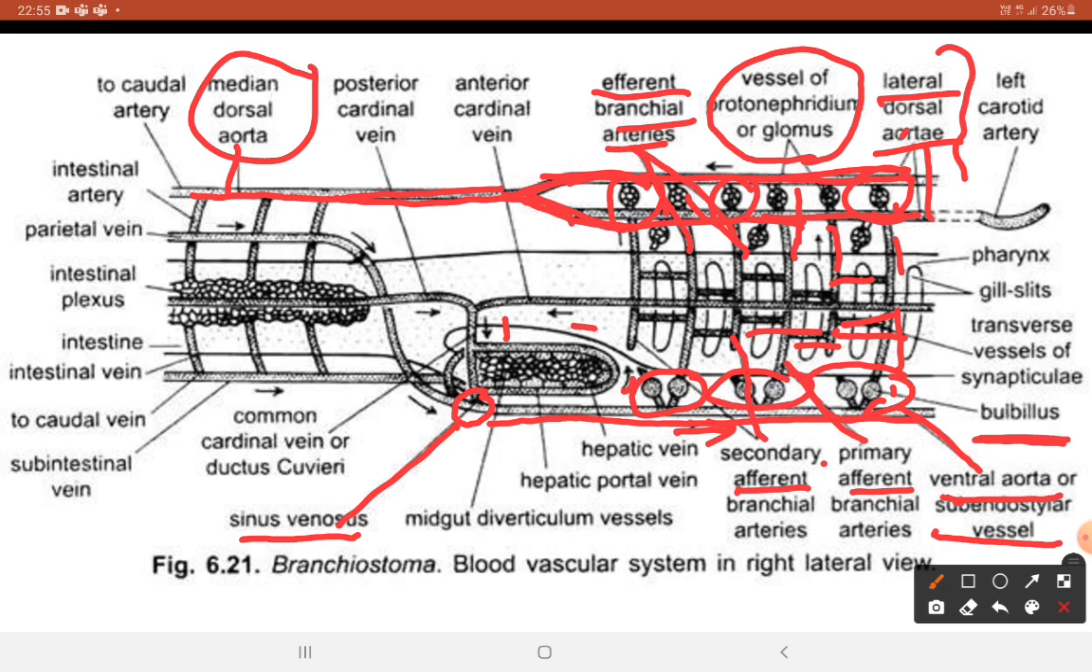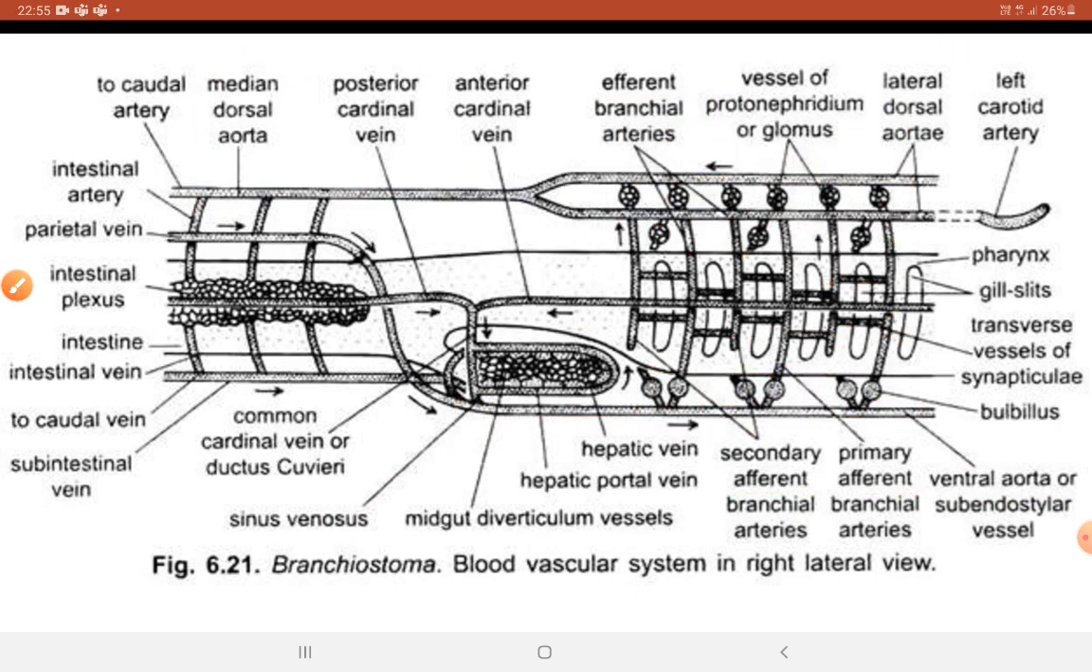It gets split into the nephridium, and then it joins the lateral dorsal aorta, and both these lateral dorsal aortae fuse to form one median dorsal aorta here. Okay, so I hope you understood this whole process.